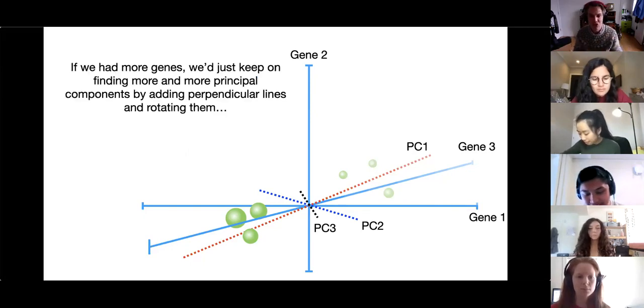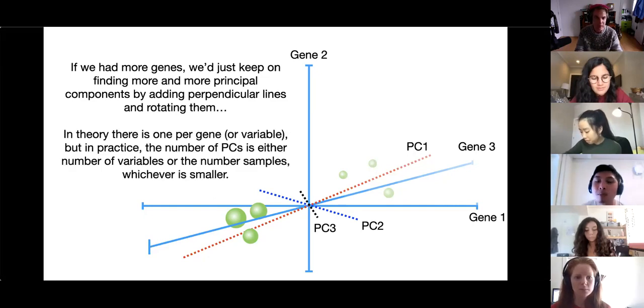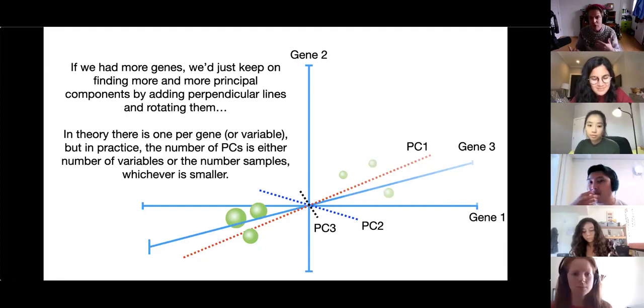Okay, and if we had more genes, we just keep finding more and more principal components by adding perpendicular lines and rotating them. In theory, there is one principal component per gene or variable, but in practice, the number of principal components is either the number of variables or the number of samples, whichever is smaller.